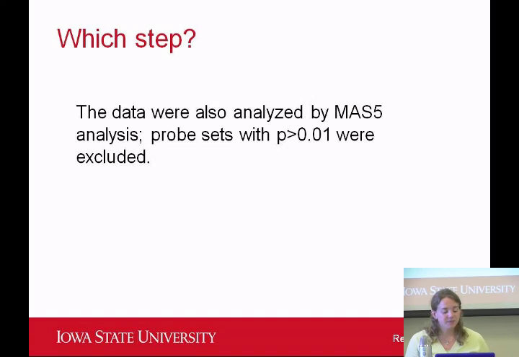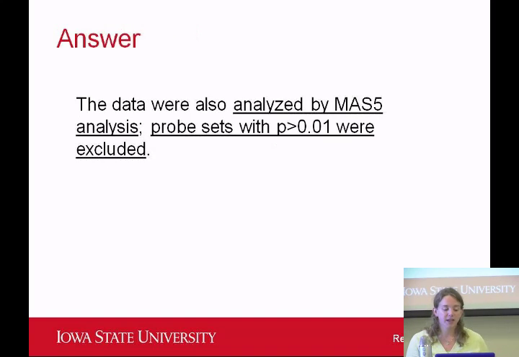In this sentence, it says the data were also analyzed by MAS5 analysis. Probe sets with P greater than 0.01 were excluded. And here I've underlined for you some of the key terms or the parts of the sentence that helped me figure out what was going on. And this is an example of both describing the data analysis in the first part of the sentence, analyzed by the MAS5 analysis, and also an example of preparing the data.